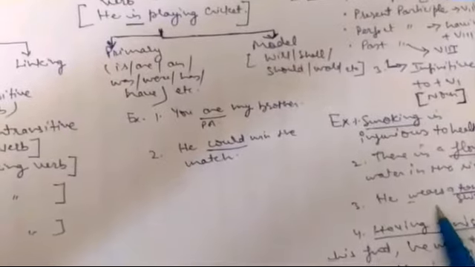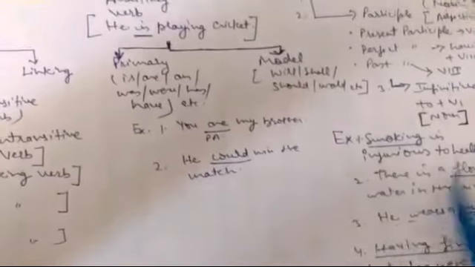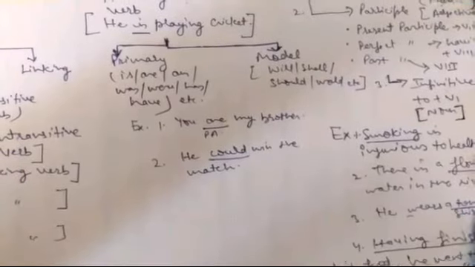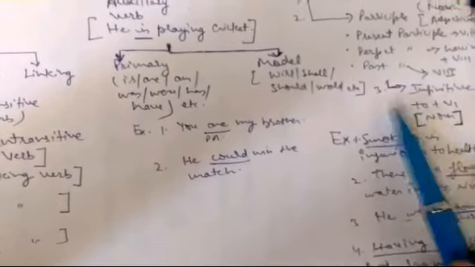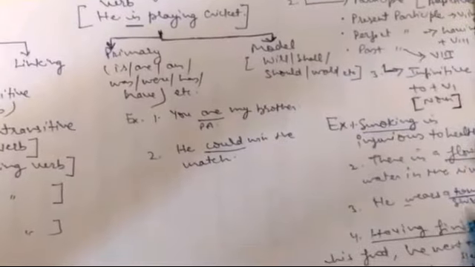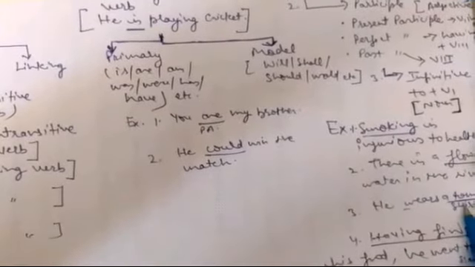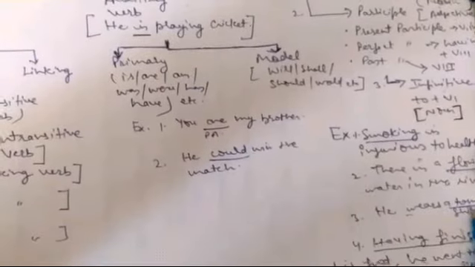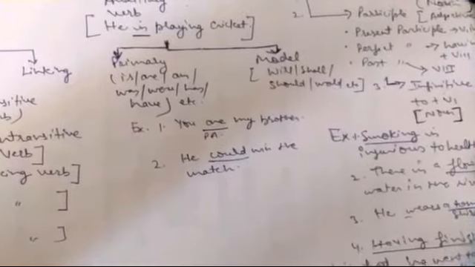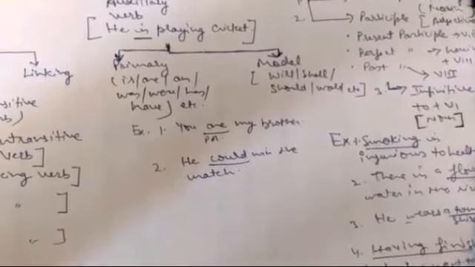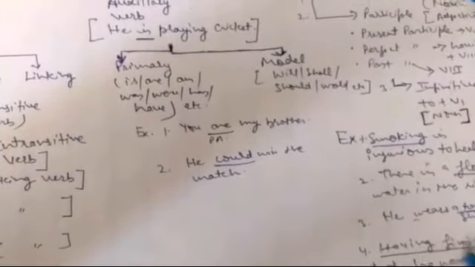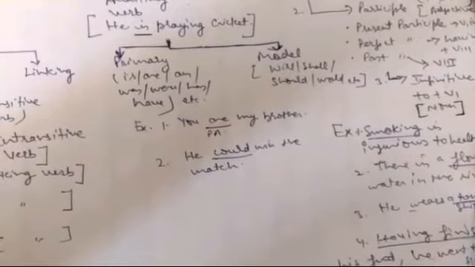Now the next example is: he wears a torn shirt. Torn is the V third. It is the example of past participle, and this torn is a non-finite verb, and this is the past participle, and it is also the adjective in the sentence, which indicates the quality of the shirt.